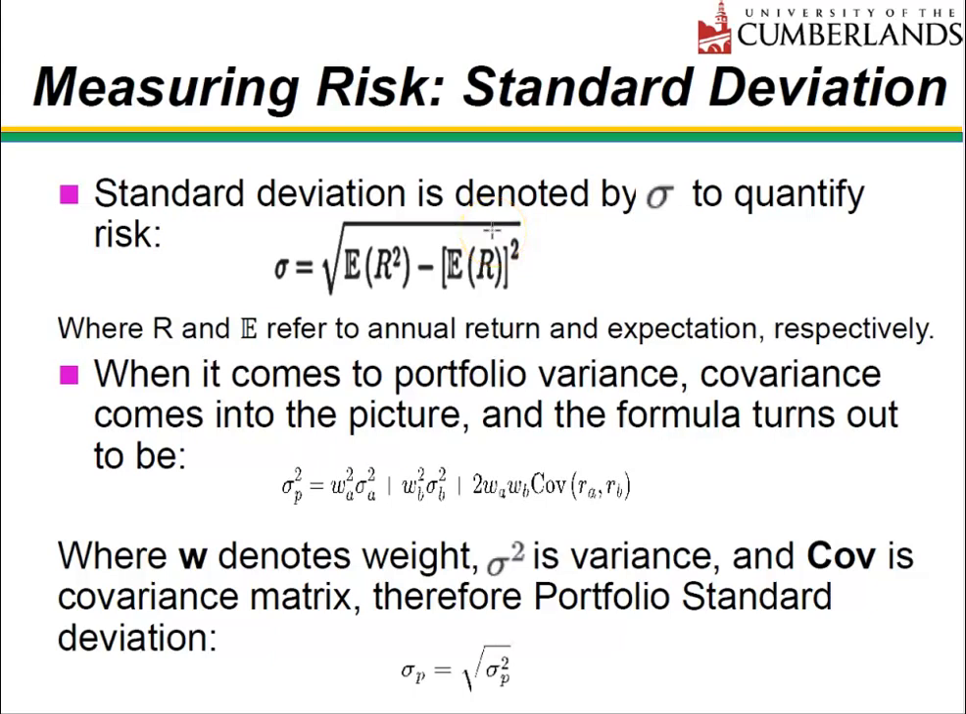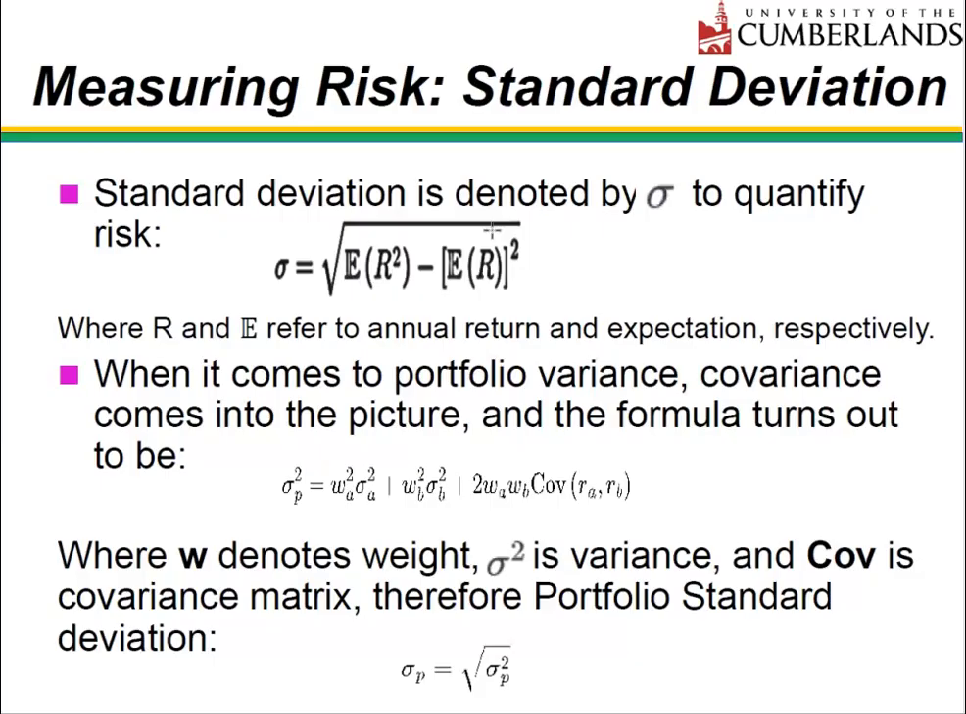Let's look at the mathematical formulation of standard deviation as a risk measure. Standard deviation, which is denoted by sigma, is calculated using this formula: essentially the square root of the expected value of r squared minus the square of the expected value of r. Here r represents annual return, and E represents the expected value or mathematical expectation.